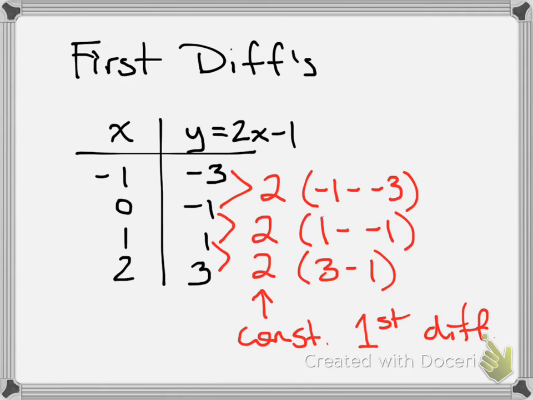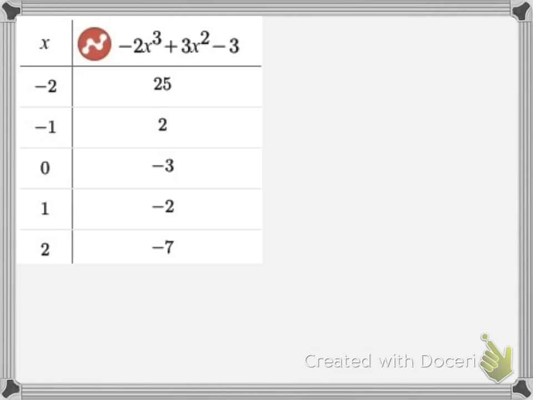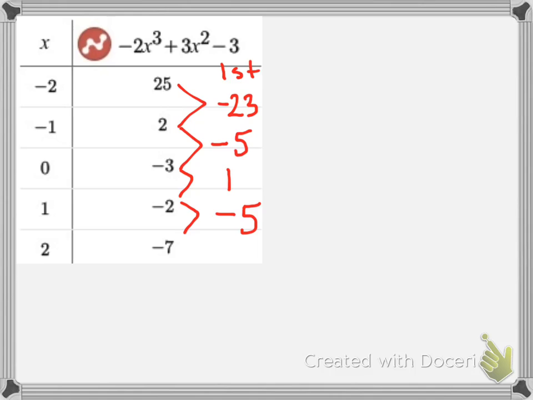In grade 10, we saw that parabolas had constant second differences. So I just want to have a look at a cubic and their constant differences. So here, the first difference is 2 minus 25, so -23. Then the next one is -3 minus 2, so that's -5. Then the next one is -2 minus -3, so that's +1. And the next one is -7 minus -2, which is -5. Okay, so that's not constant.